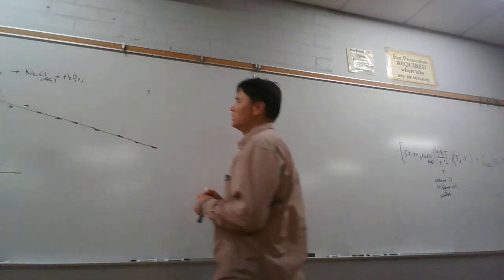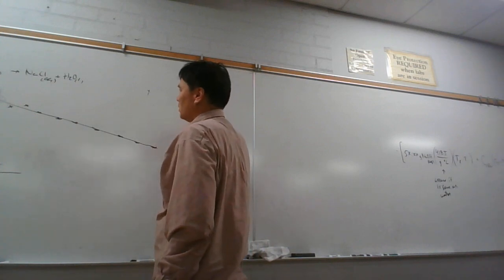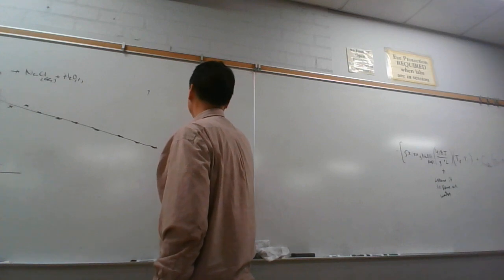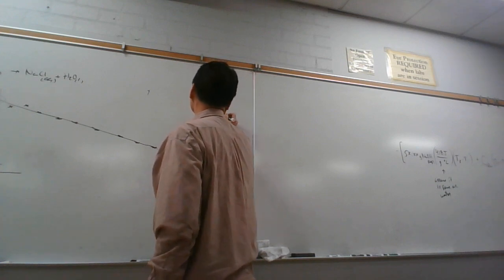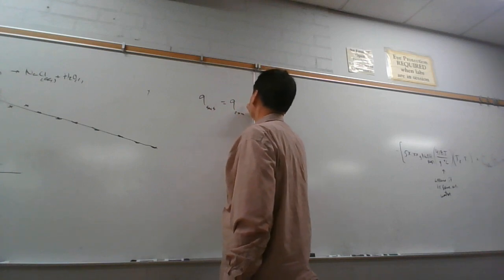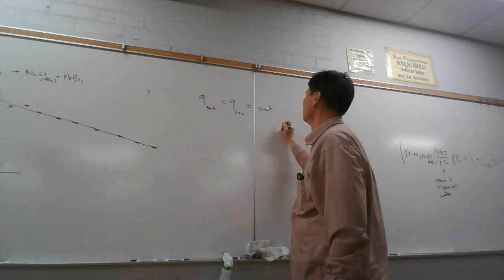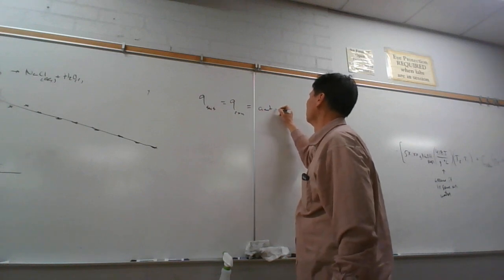So again, we're just going to do this. We're going to assume that there's no work, all this energy is in the form of heat. So Q of the system is going to be Q of the reaction. And Q of the reaction is equal to the amount of reaction times delta U.